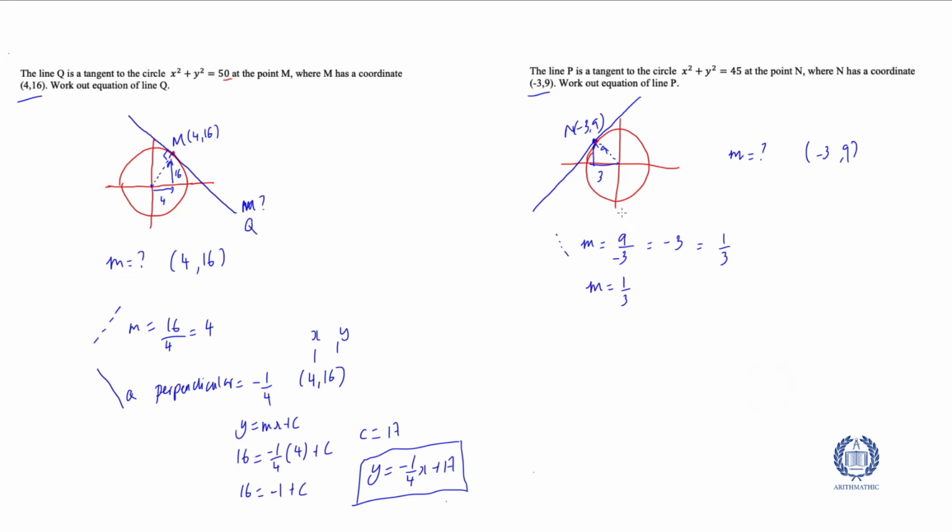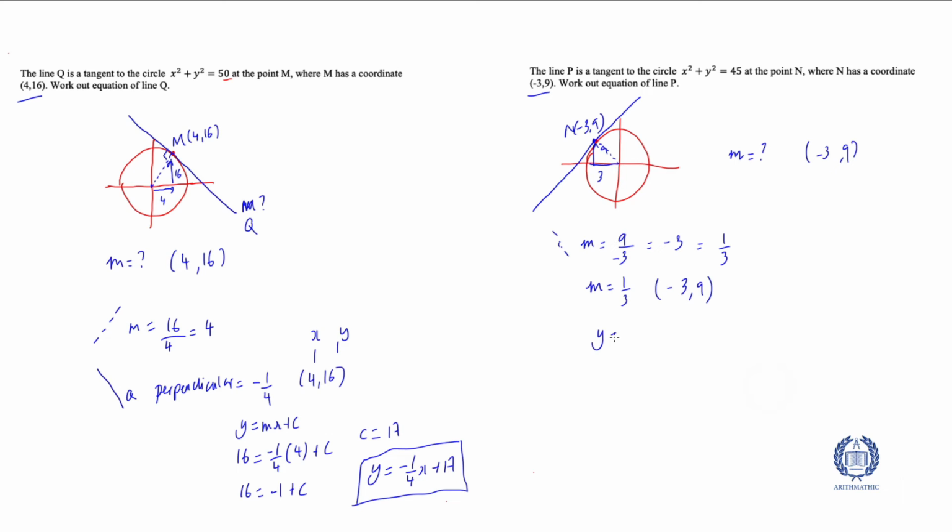So just recapping, for my gradient, I went minus 3 across and 9 up. So I did 9 divided by minus 3, which is minus 3. But remember, that's the gradient for the dotted line, right? I want to find the perpendicular gradient, which is this line. So I have to find the reciprocal. Minus 3, the reciprocal is 1 over 3. And now I can find the equation of the line using 1/3 and the coordinates.